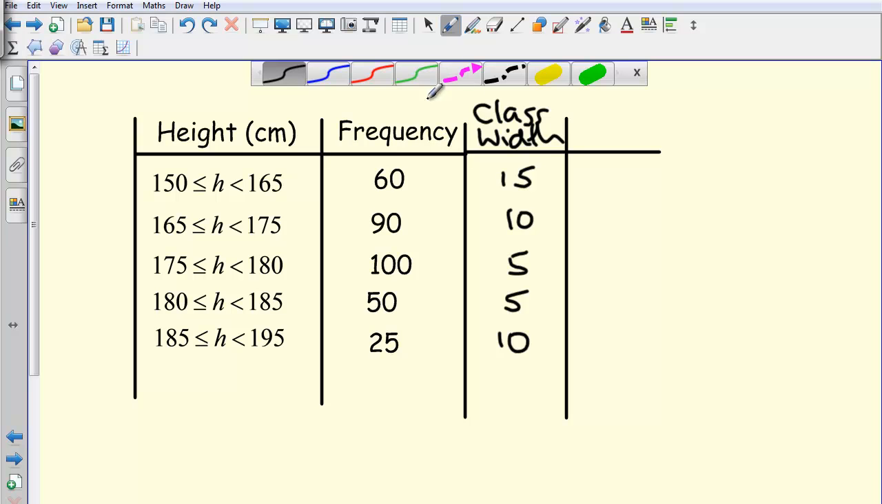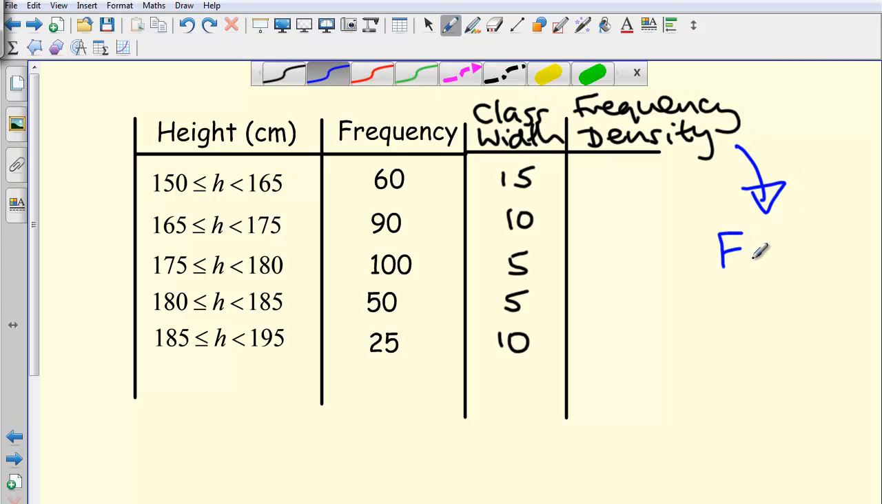Again, it's not just the frequency that we plot, we need to think about the area, and the easiest way to do that is to deal with something called frequency density. If you're given a histogram to use, you should see that the scale on the vertical axis is labelled as frequency density. To find this, we do the frequency divided by the class width for each row. So that's the frequency from this column divided by the class width from this column, which we've just added ourselves.